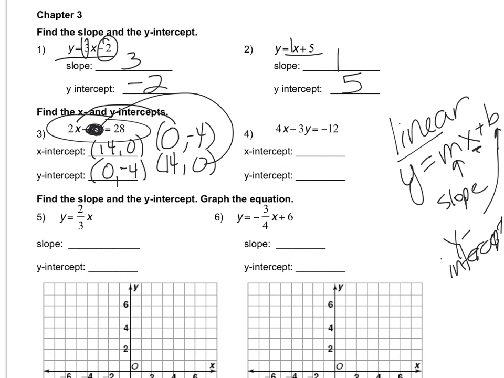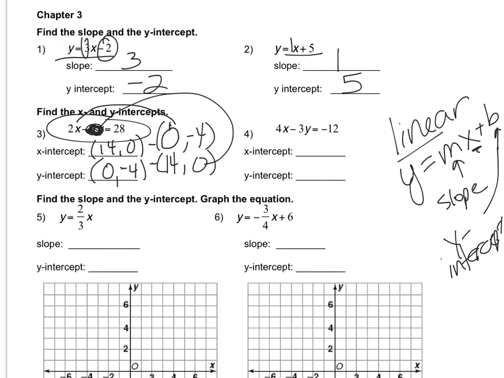And I wrote them off to the side because I think you might get confused that the 0, negative 4 would be the x-intercept because x is 0, but that's not actually the case. 0, negative 4 is on the y-axis, and 14, 0 is on the x-axis. So make sure you understand the difference there.